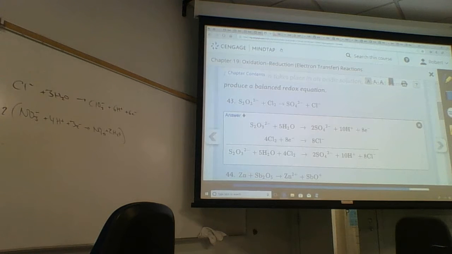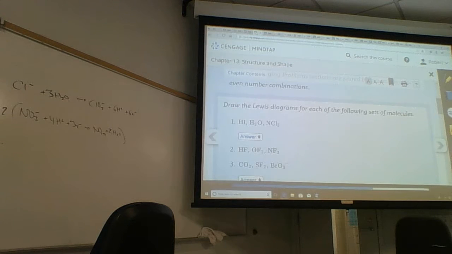All right. We're going to continue with this. The exam is going to start with redox, and it's going to end with Lewis structures. The sample test I had online includes all of chapter 13. We're not going to do all of chapter 13. We're just going to do Lewis structures. Okay, so the shape stuff you don't have to worry about.